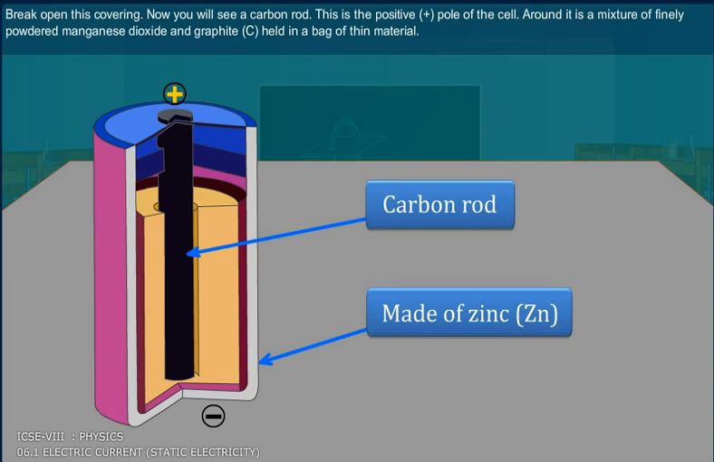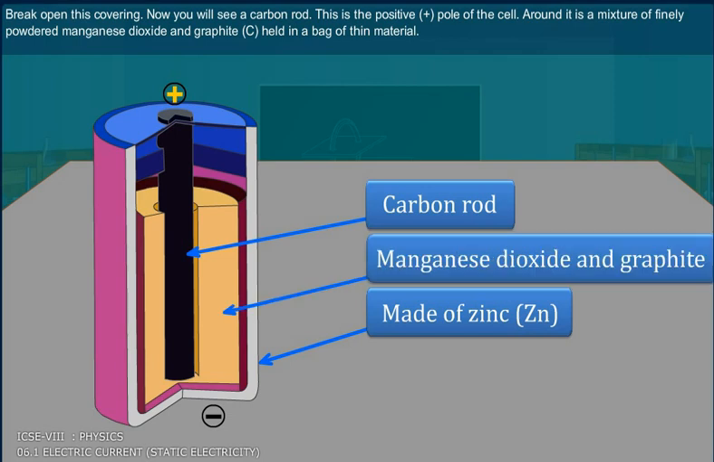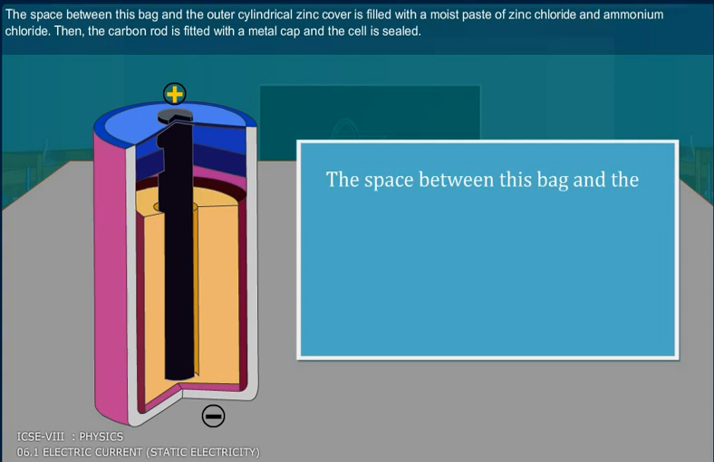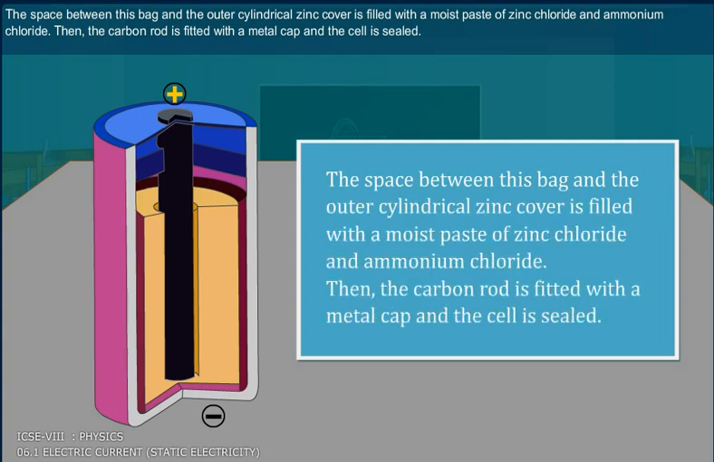Around it is a mixture of finely powdered manganese dioxide and graphite, that is C, held in a bag of thin material. The space between this bag and the outer cylindrical zinc cover is filled with a moist paste of zinc chloride and ammonium chloride. Then the carbon rod is fitted with a metal cap and the cell is sealed.